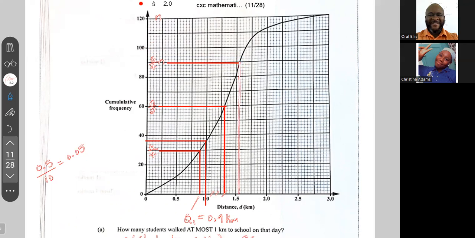The value down there is Q3. So this value here is Q3. All right, and this looks like it is 1.55 kilometers. Because remember, each of the little divisions is 0.05. So it's 1.5 plus 0.05, which is 1.55.